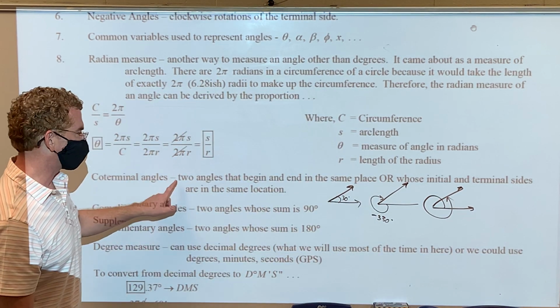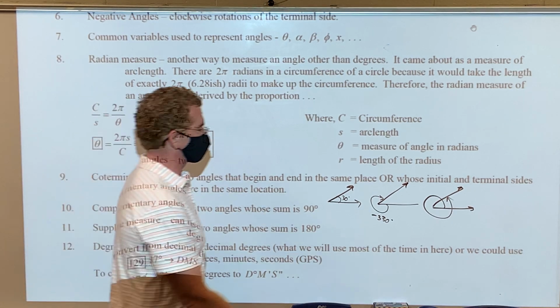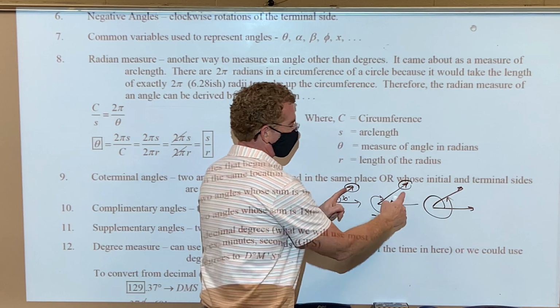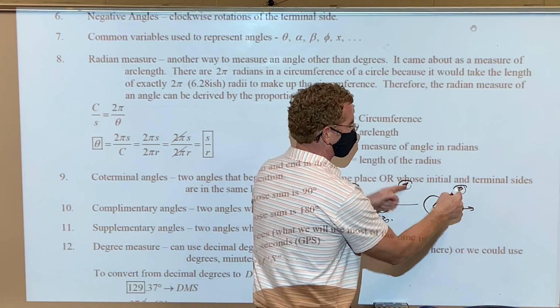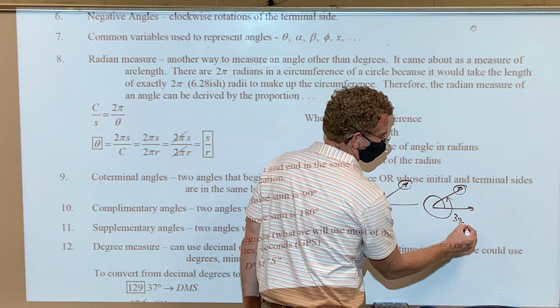All right? So if I have two, I'm sorry, I initially said that incorrectly. Two angles that begin and end at the same place. I said both sides, but when I say both sides, I mean both of those terminal sides end in the same place. Both of these terminal sides. So right here, this could be something like 390 degrees.